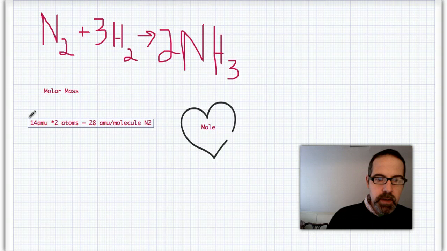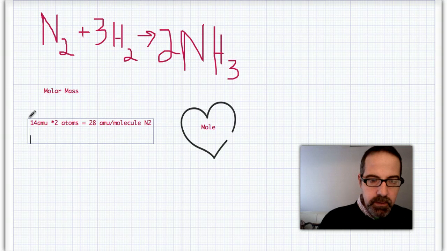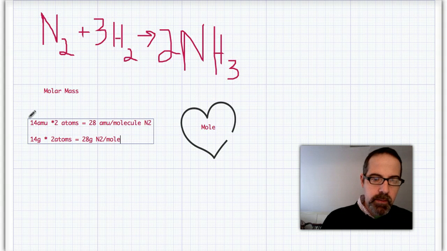All right, now what we can do is switch out the units and use the exact same numbers. Instead of atomic mass units, if we want to work in the real world scale, an atomic mass unit is obviously very small, but we can keep the numbers and switch the units. So we can take 14 grams times 2 atoms equals 28 grams of nitrogen gas per mole. Okay, so grams per mole is going to be our unit for molar mass.